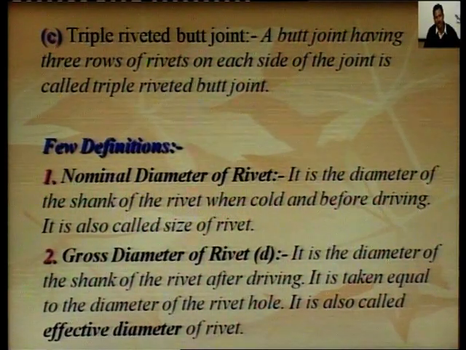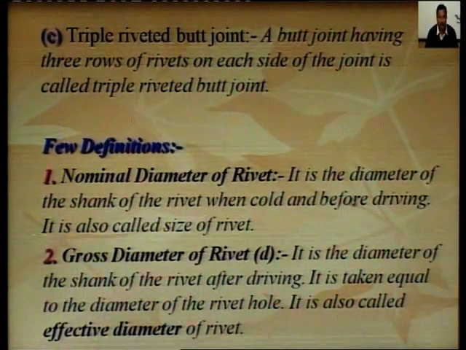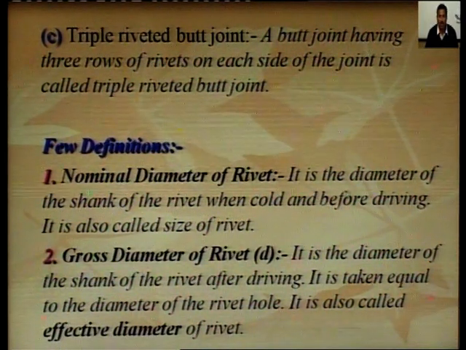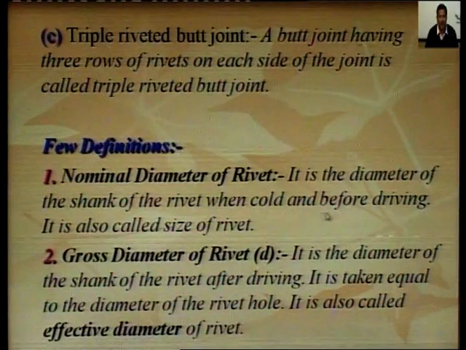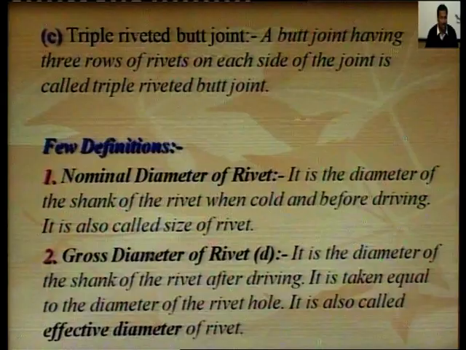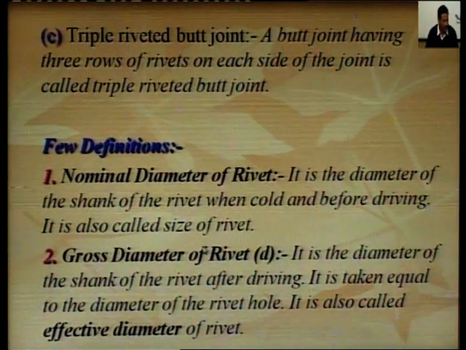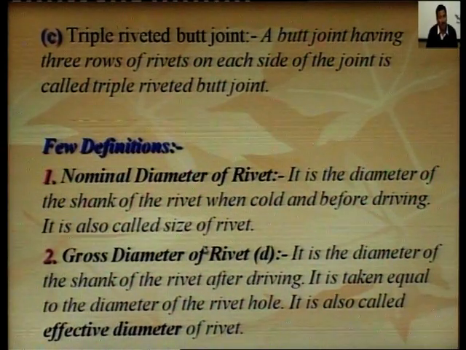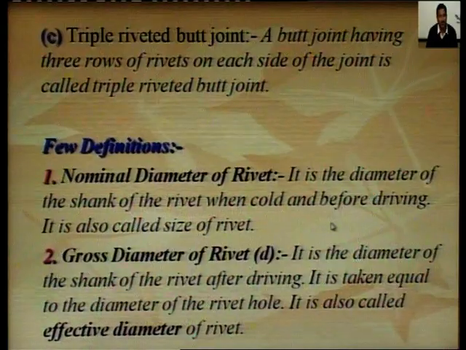First definition is nominal diameter of rivet. It is the diameter of the shank of the rivet when cooled and before driving. It is also called the size of rivet. The diameter of rivet measured before driving is called the nominal diameter of rivet.